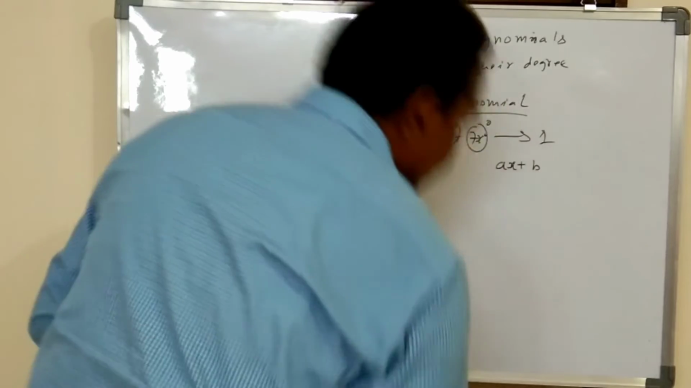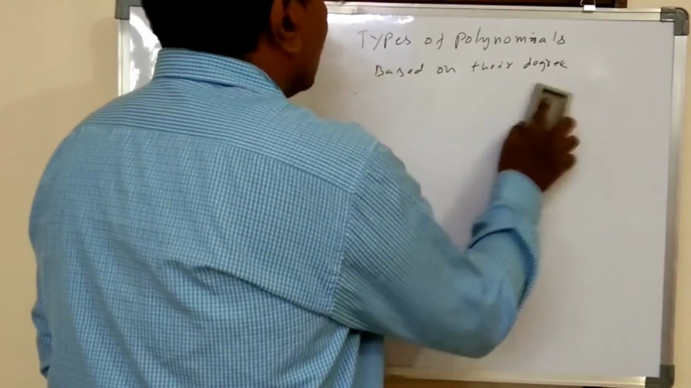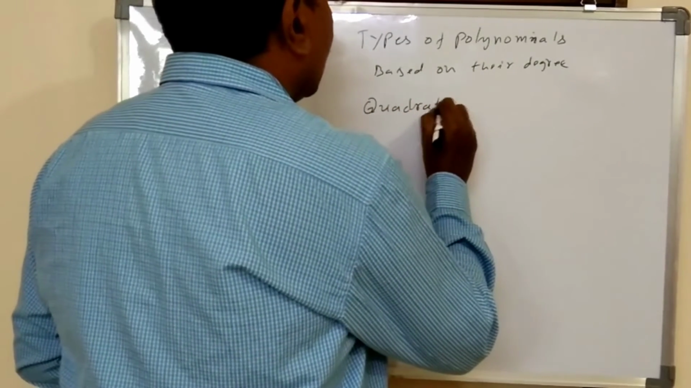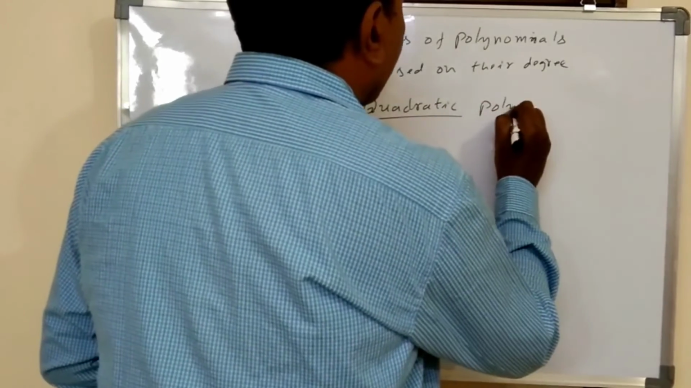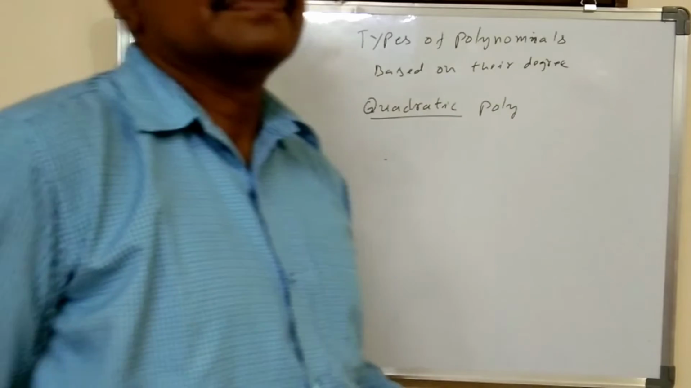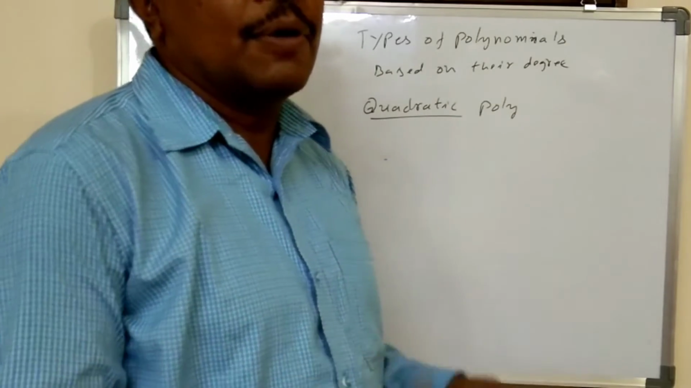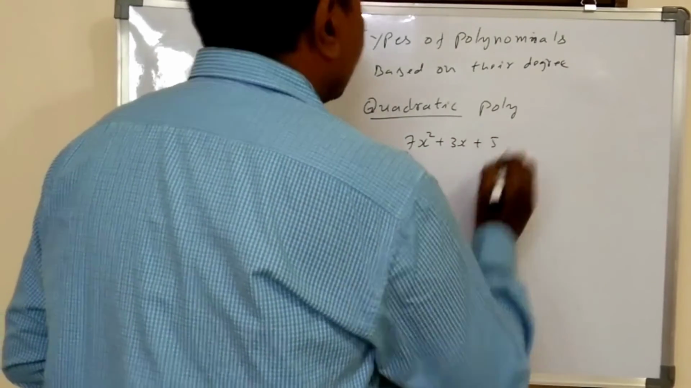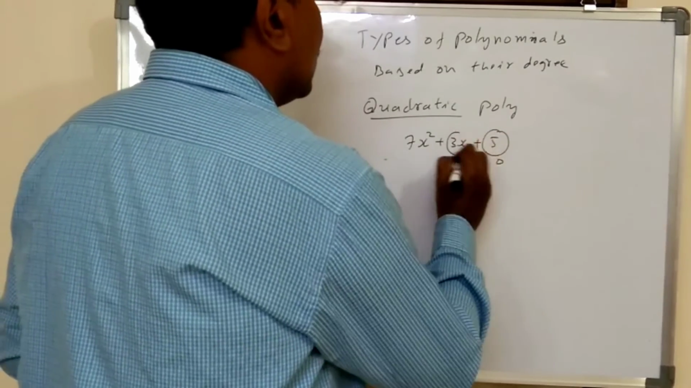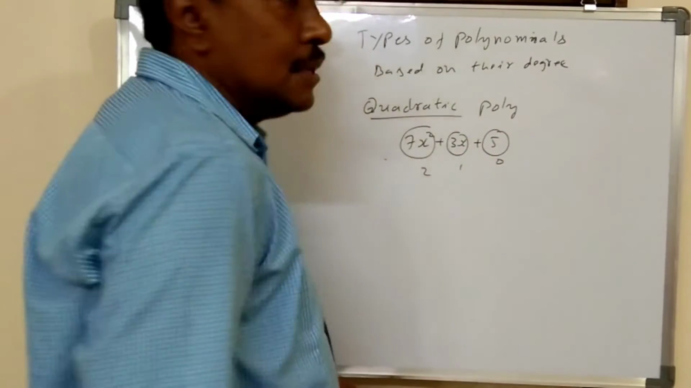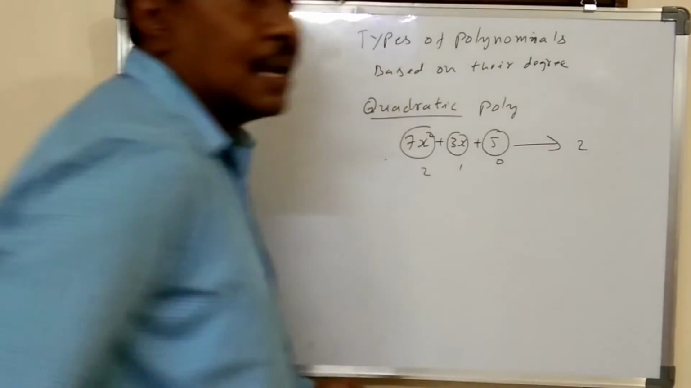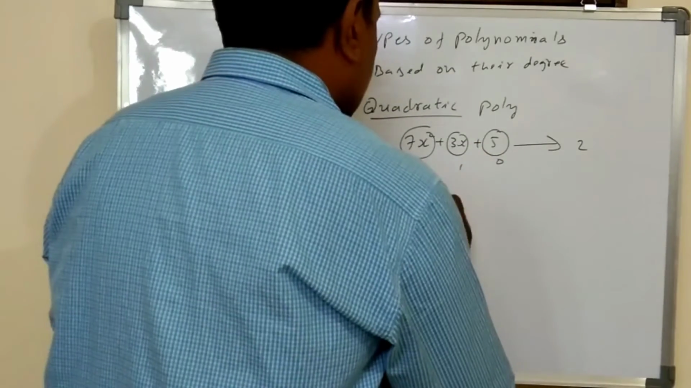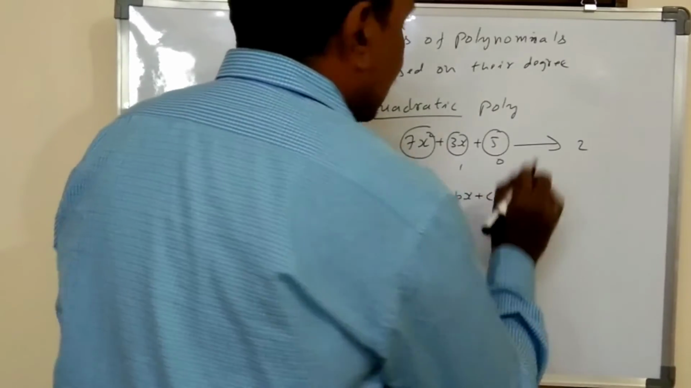So the next one is quadratic polynomial. A polynomial containing degree 2, a polynomial which possesses the degree 2, can be called a quadratic polynomial. 7x square plus 3x plus 5. Degree 0, degree 1, degree 2. So this is a polynomial which has degree 2. Such a polynomial can be called a quadratic polynomial. So the general form of the quadratic polynomial is ax square plus bx plus c.